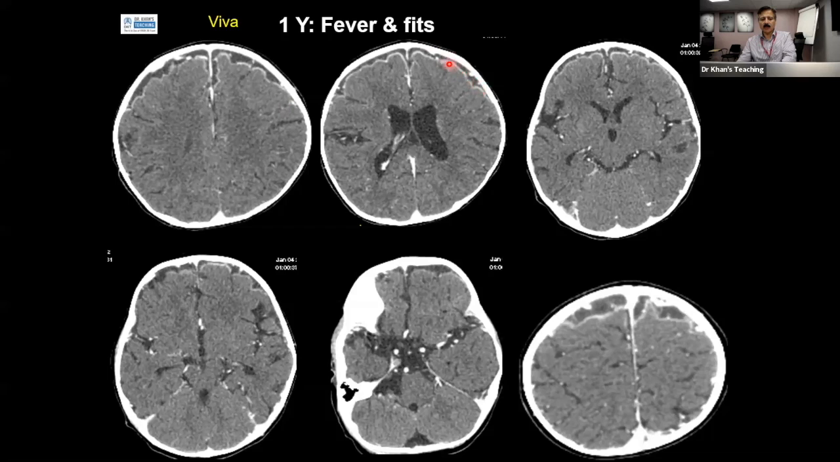So the pia mater, what will it do? It will dip into the sulci. So you can see it is adherent to the brain. This is a unique case where the leptomeningeal enhancement, the pia mater, is enhancing, and the vessels can be separately seen in the subarachnoid space.